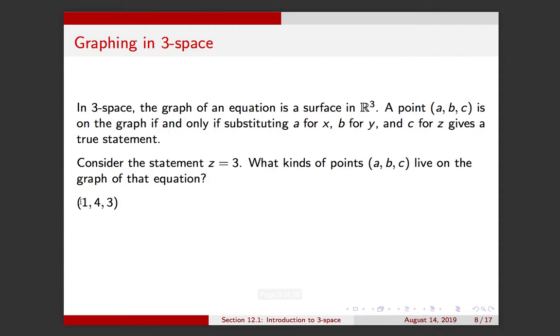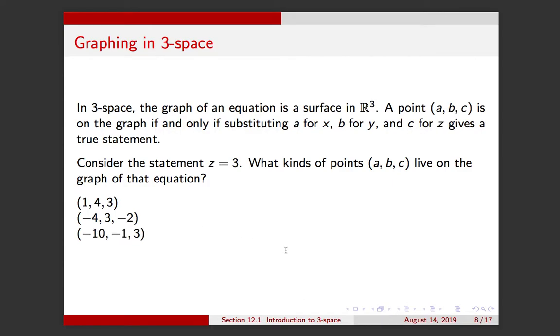So here's a point, (1, 4, 3). Is that a point on this graph? Well, notice the x and y are kind of irrelevant. There's no x in this equation, there's no y in this equation. So really all you're asking yourself is whether that third coordinate is 3 or not. And in this case the answer is yes, so that point is on there. This one, though, is not on there. z is not 3. This point is on there, and so on.